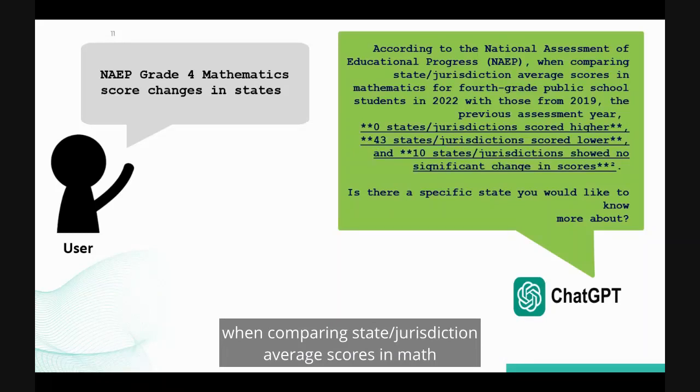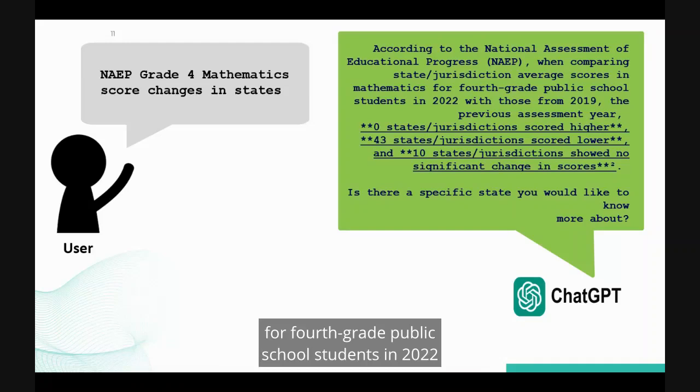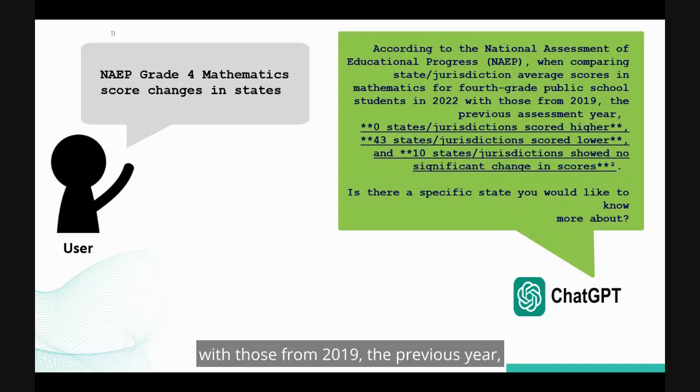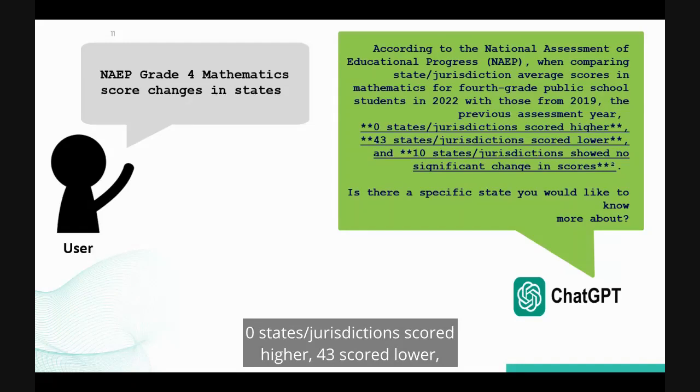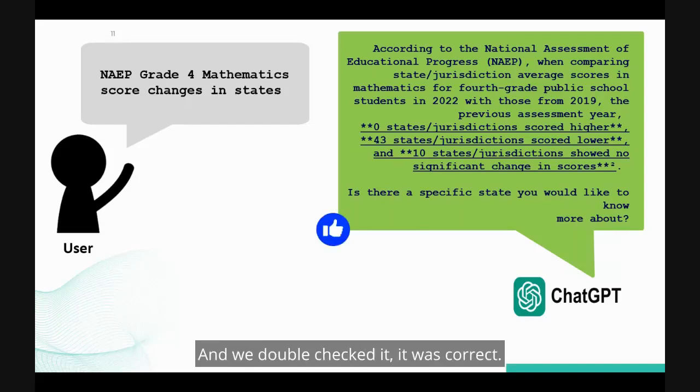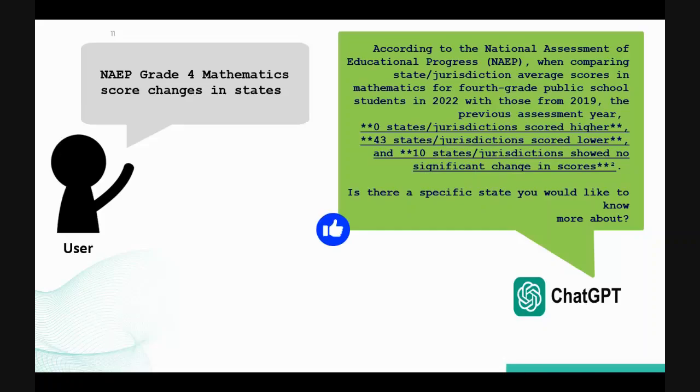average scores in math for 4th grade public school students in 2022 with those from 2019, the previous year, 0 states jurisdictions scored higher, 43 scored lower, and 10 showed no significant change in scores. And we double-checked it. It was correct.